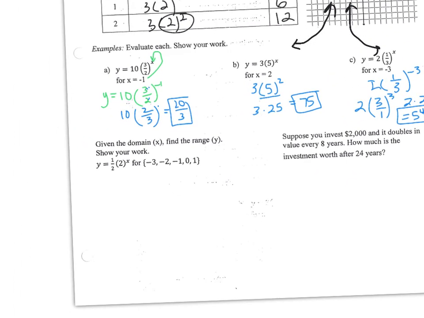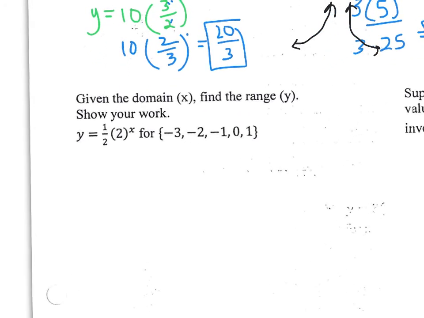Okay, and then given the domain, so given the x values, find the y values, show your work. So this just means given these x values, plug them in to get the y values. So if I plug in negative 3, what do I get? Well, it's 1/2 times 2 to the negative 3. So that's 1/2 times 1 over 2 to the 3rd, because I need to make this go to the bottom. So 1/2 times 1/8 is 1/16.